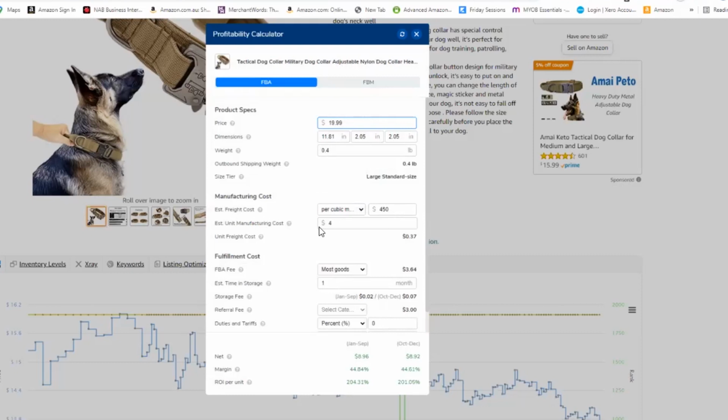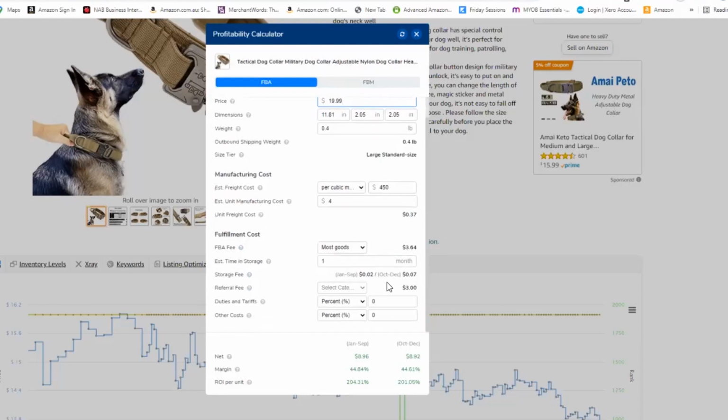There's an estimated cost. You would pop over to Alibaba and check that. And then you've got your FBA fee, which is your pick and pack fee for Amazon to post that out to the client, your storage fees per unit. So if you've got 500 units in at the US, it's 2 cents per unit if they're in there for 30 days, and then referral fees around 15%.